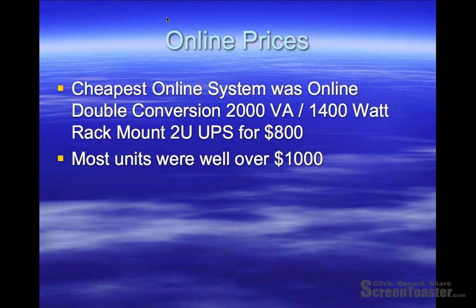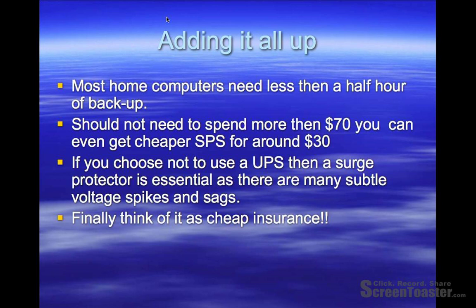In terms of online prices, the cheapest online system that I could find, I went online and looked, was a 1400 watt rack mount 2U UPS, and that sold for 800. That was the cheapest. Most of the units that I looked at were well over 1,000. In fact, some were even in the tens of thousands.